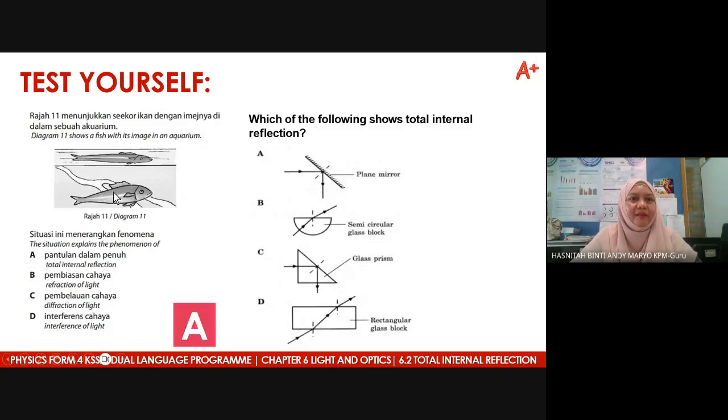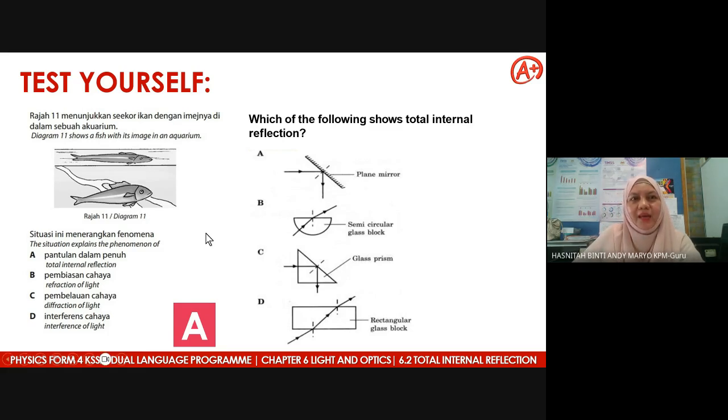The light travels from the fish. The fish is the object. So light travels from water into air, and I is greater than C. So the fish will observe its image on the surface of the water.